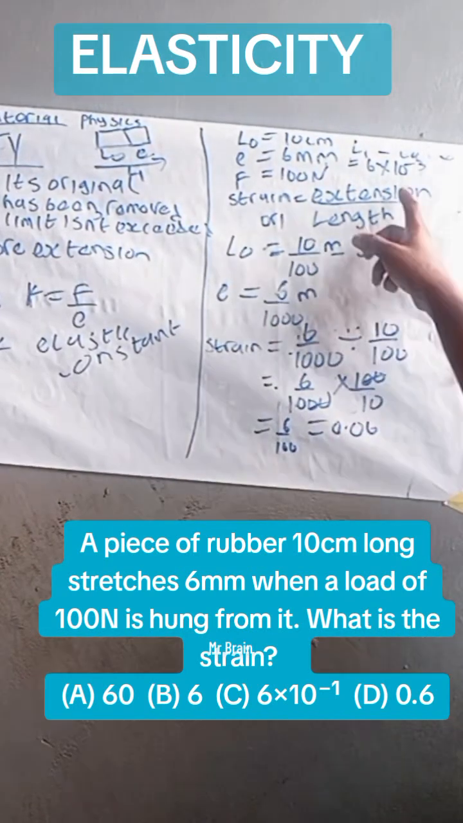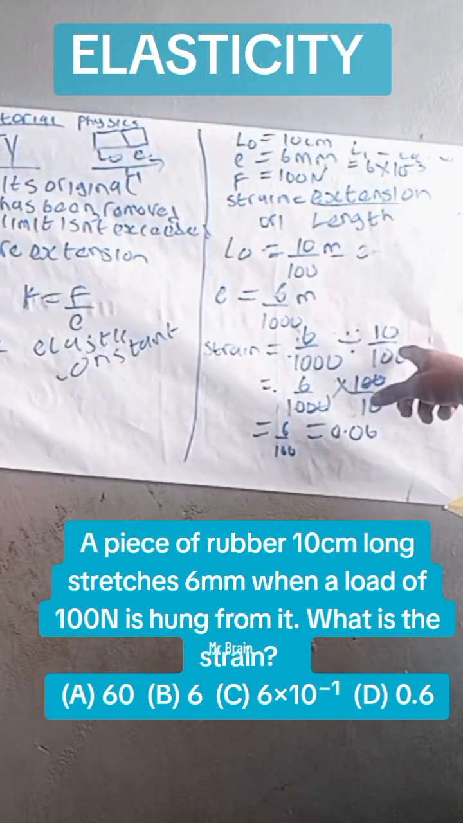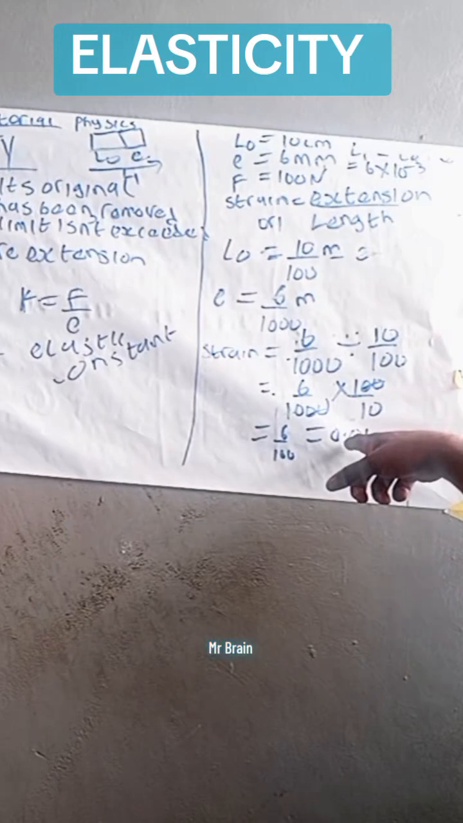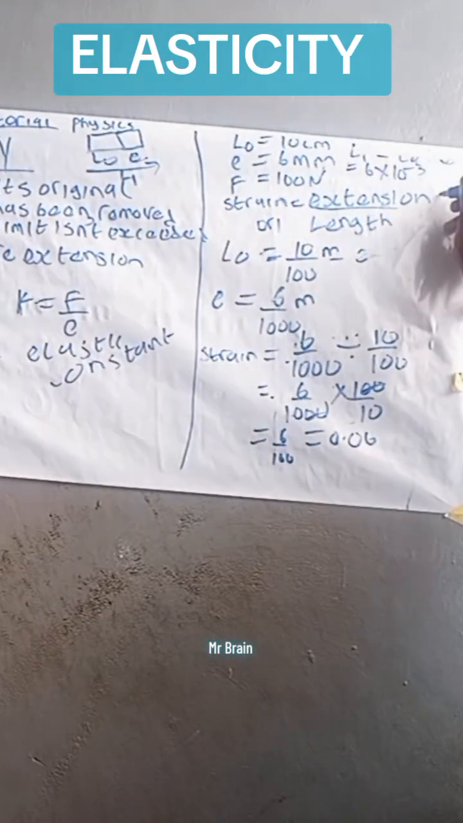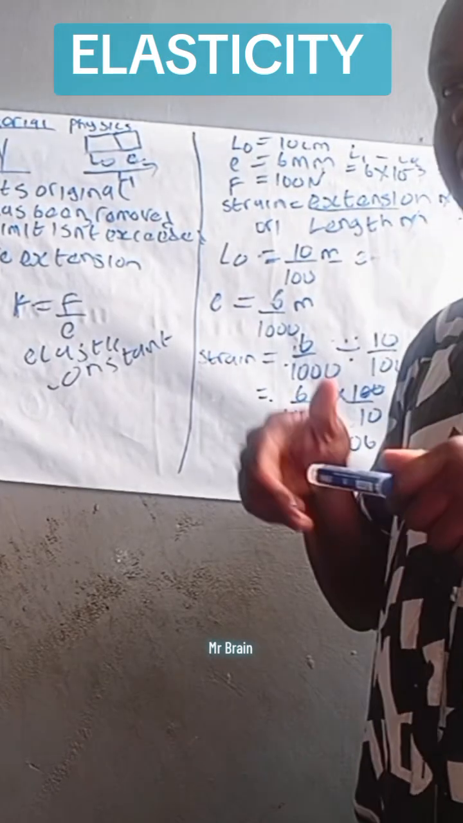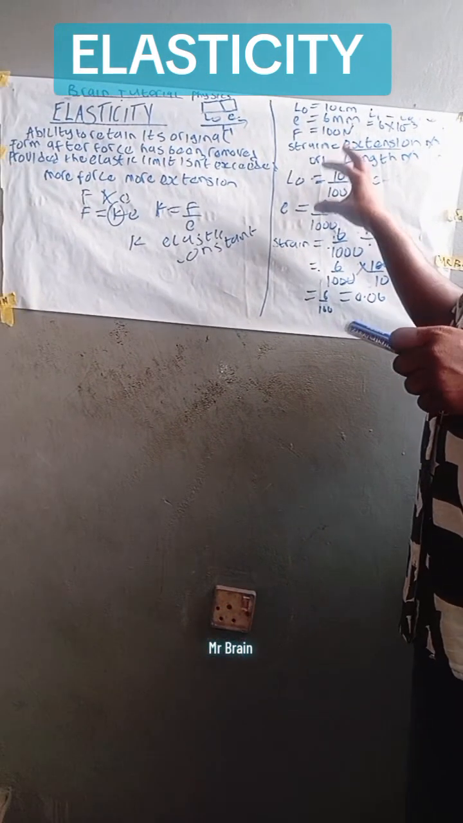With that, strain is extension over length. What is the extension? 6 over 1000 divided by 10 over 100. So it becomes 6 over 1000 times 100 over 10, and that is 0.06. Will it have a unit? No. Why? Because the unit of this is meter and the unit of this is meter, so meter cancels out meter, so it does not have a unit. So that is that on the particular question.